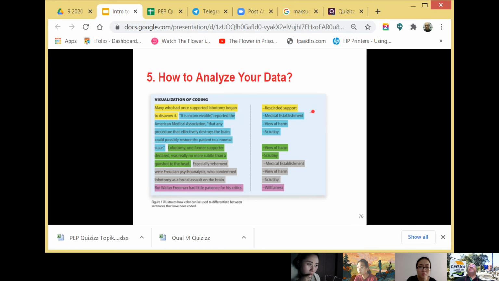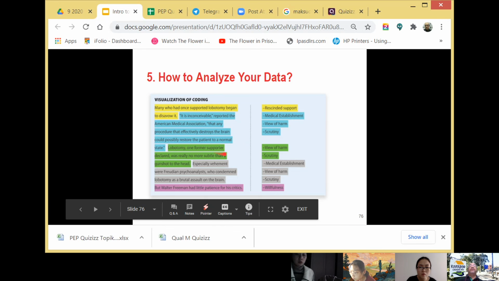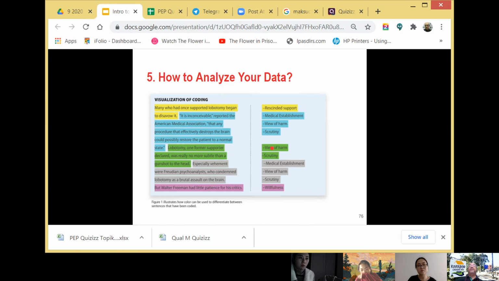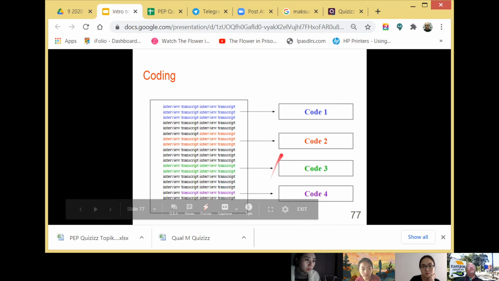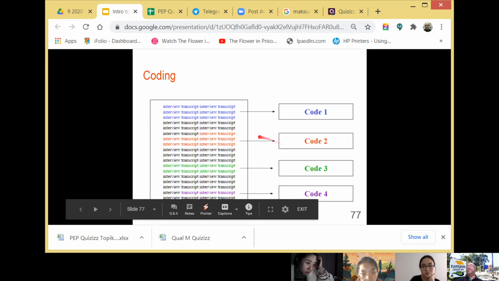Here, these are the themes, the codes. This is the source, the conversation, the sentence, and these are the codes. Or something like this. It is the same.